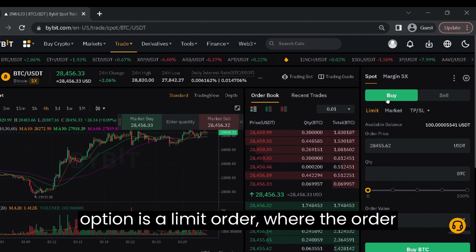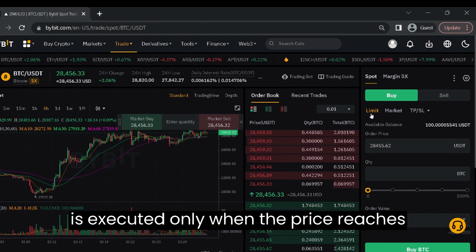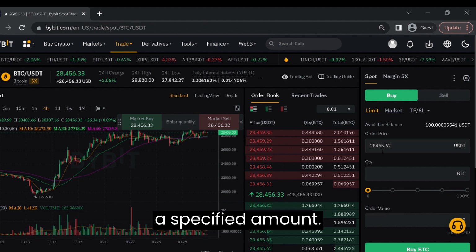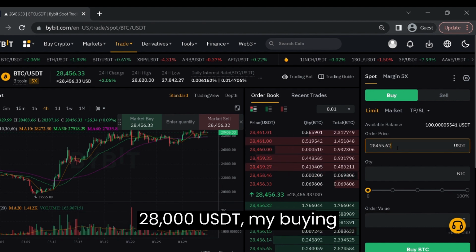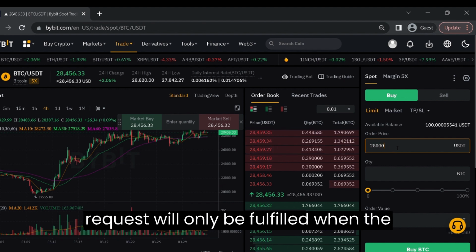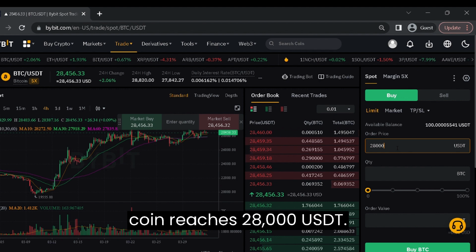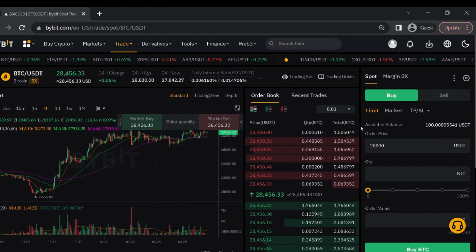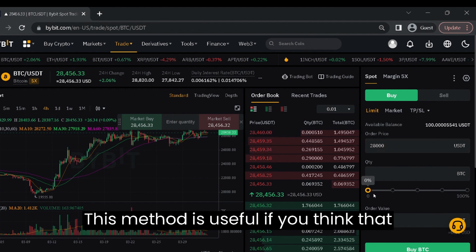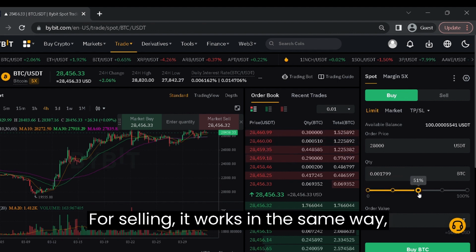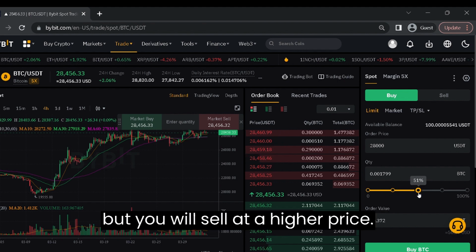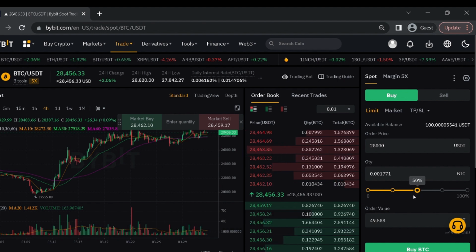The first option is a limit order, where the order is executed only when the price reaches a specified amount. For example, if I select 28,000 USDT, my buying request will only be fulfilled when the coin reaches 28,000 USDT. This method is useful if you think that the price will fall and you will be able to buy it at the lowest possible price. For selling, it works in the same way, but you will sell at a higher price.